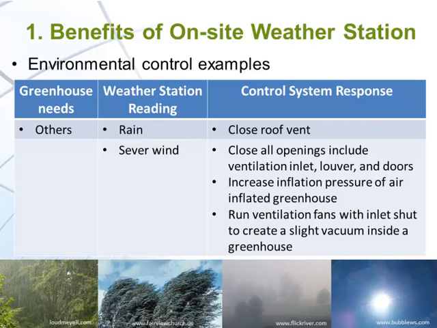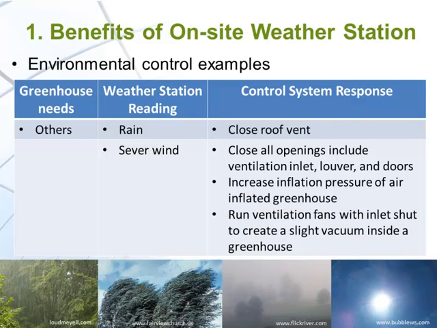The weather station information can also be used for protecting crops and greenhouses. For example, when rain is detected by a weather station, a control system can close roof vents to prevent crops from rain damage. Most greenhouse crops are fragile and should be kept from rain.